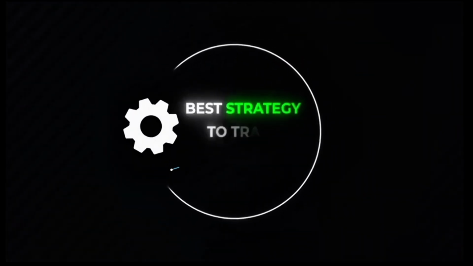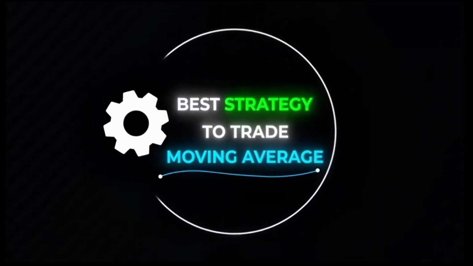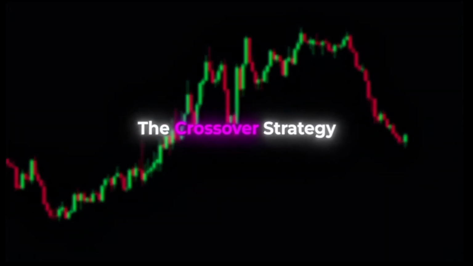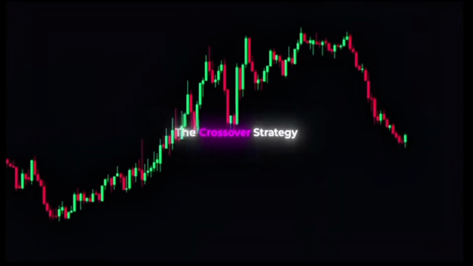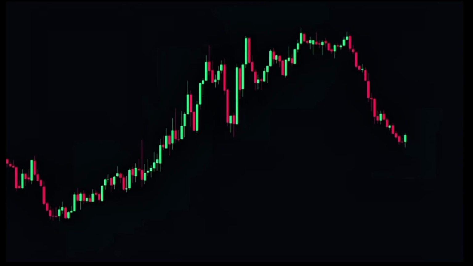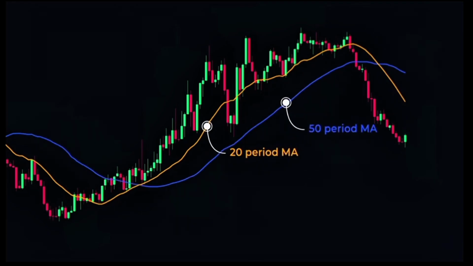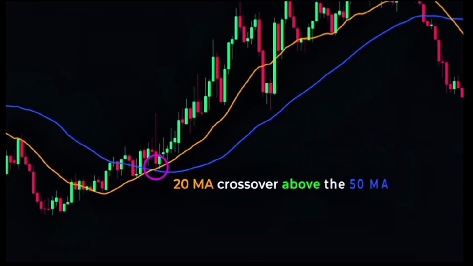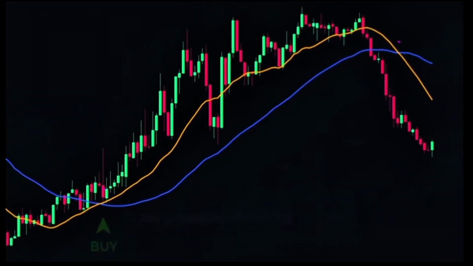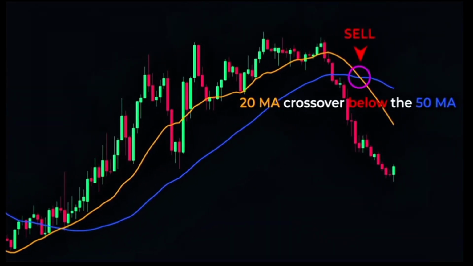And so, let's get into the best strategy for trading the moving average indicator, called the crossover strategy. But it's not the typical one you've probably seen everywhere. Here's how most traders do it. First, they'll apply two moving averages with different periods, like the 20-period and the 50-period. When the faster moving average crosses above the slower one, traders usually take it as a signal to buy. If it crosses below, they take it as a signal to sell.